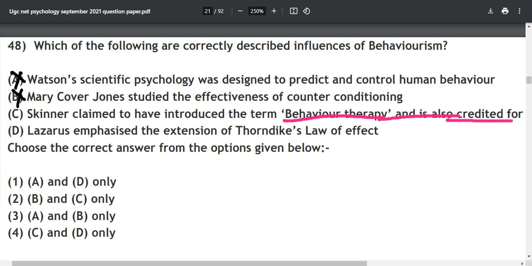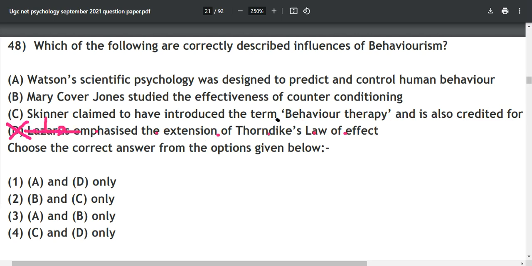Behavior therapy and credit for it. Lazarus emphasized the extension of Thorndike's law of effect. If you have studied, you would have known that this statement is absolutely wrong. Why? Because Lazarus emphasized the extension of Thorndike's law of effect. It is wrong. Why? Because Skinner was the person.